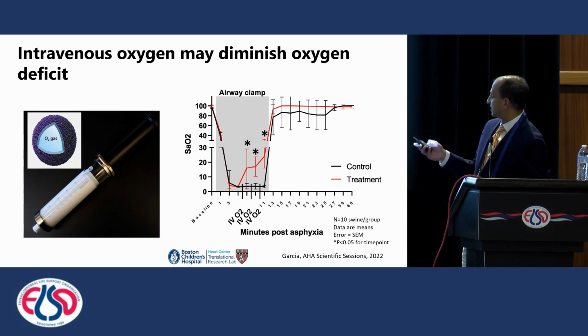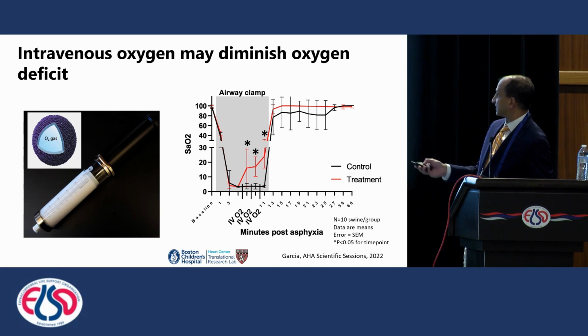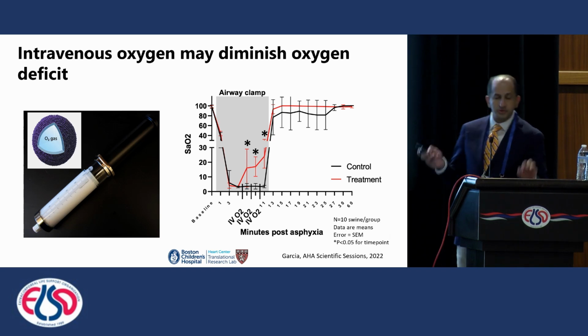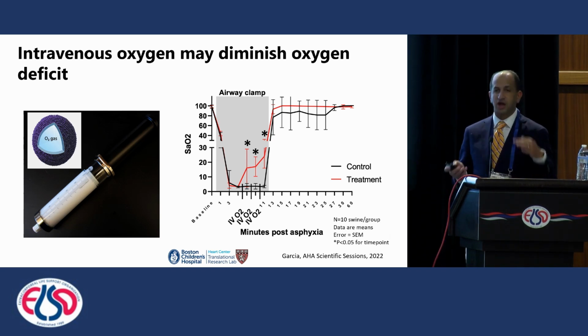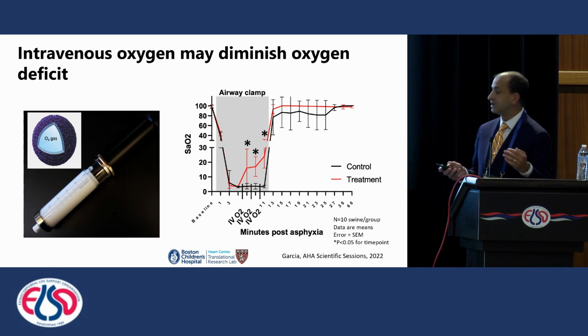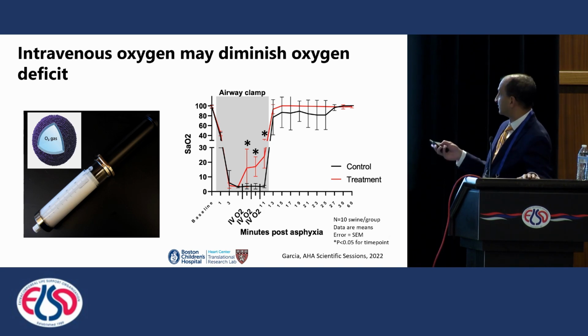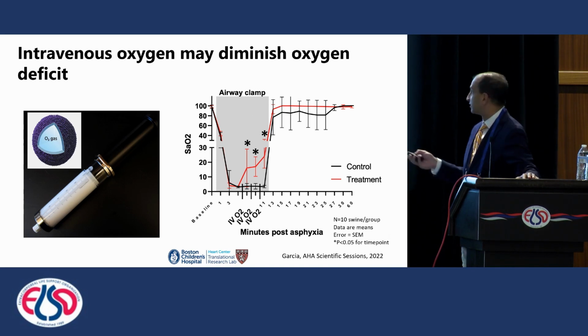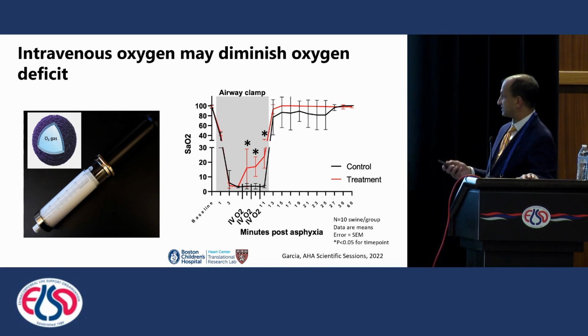This is data from a pig asphyxial cardiac arrest model, and I put it here only to mention that one approach to this is to decrease the oxygen deficit that occurs during a cardiac arrest. And that's what we are showing here. And this is still preliminary, but will be presented at the AHA this year. And this change in oxygen delivery does impact neurologic outcomes.